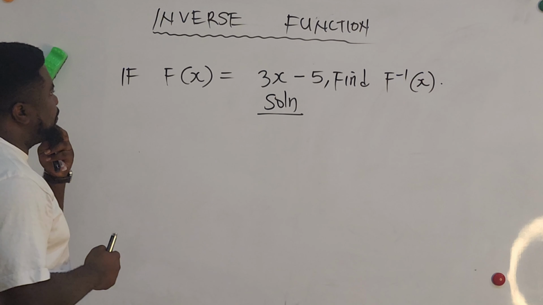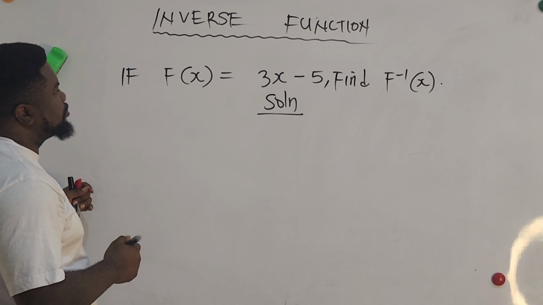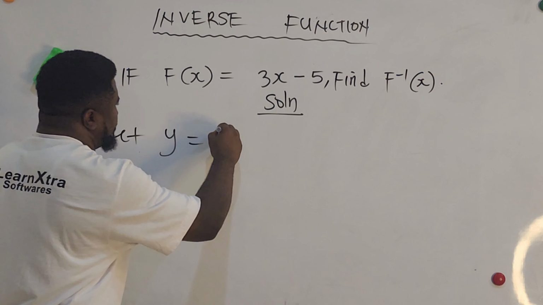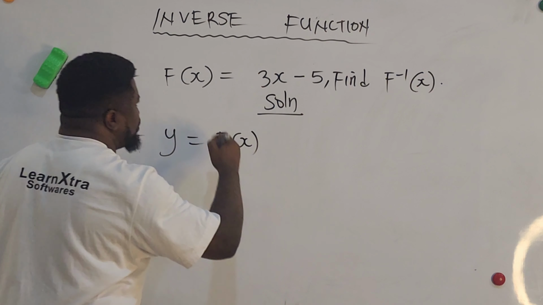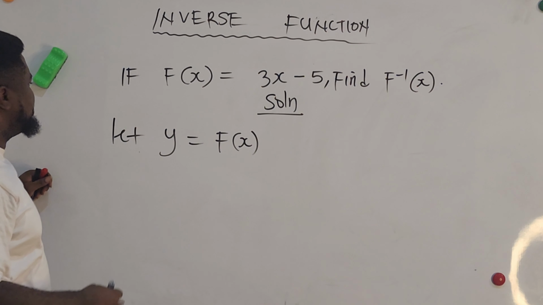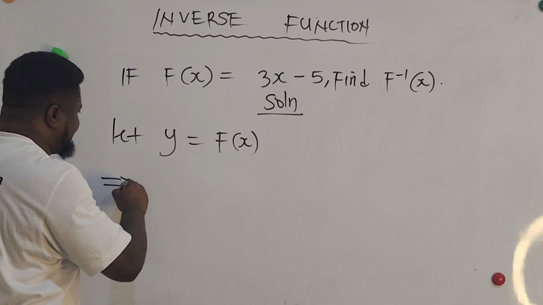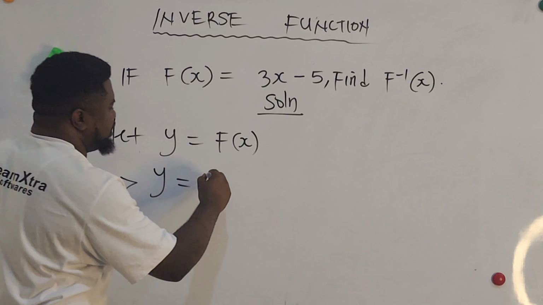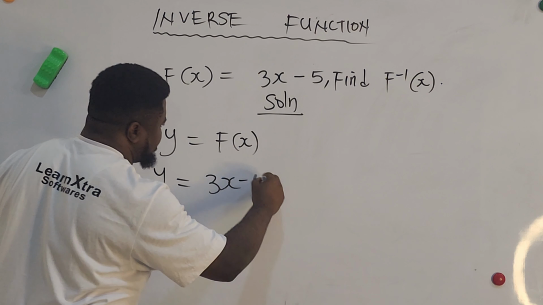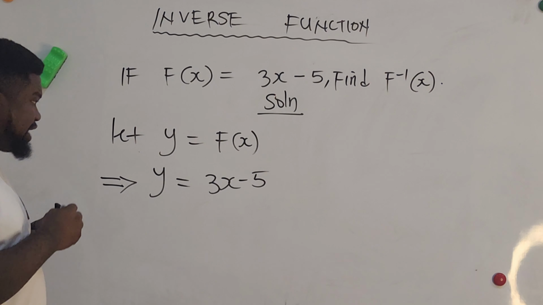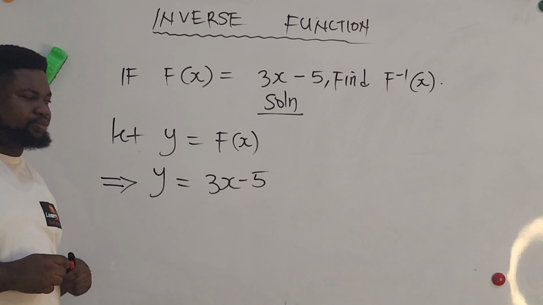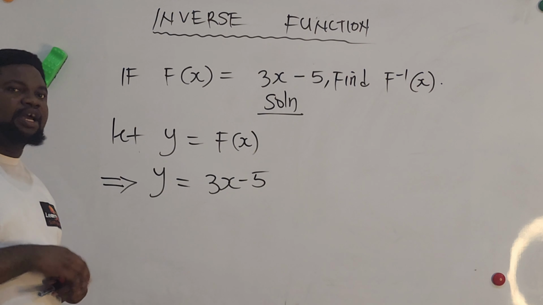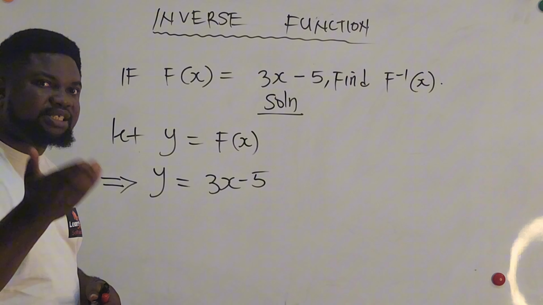The first step is just to let y be equal to f of x. Call f of x your y. So if y is f of x, that means y is equal to 3x minus 5. The next thing you do now is to make x the subject. Yes, make x the subject formula.